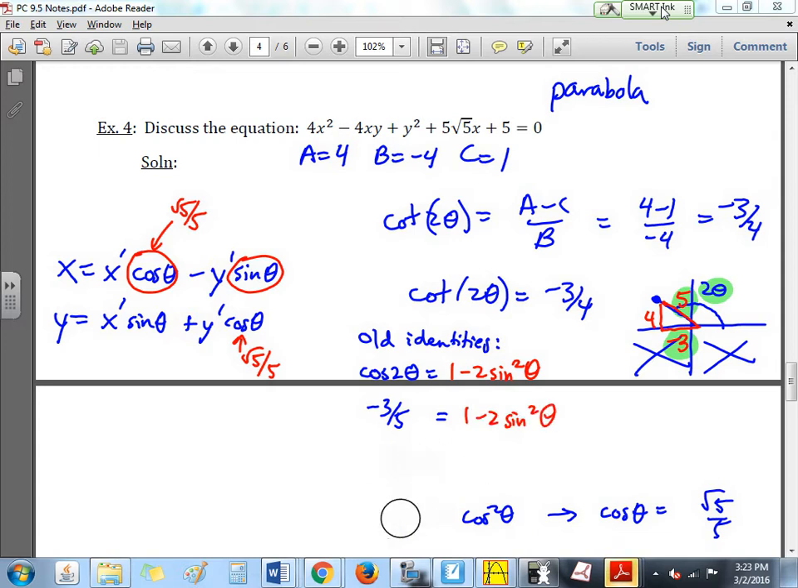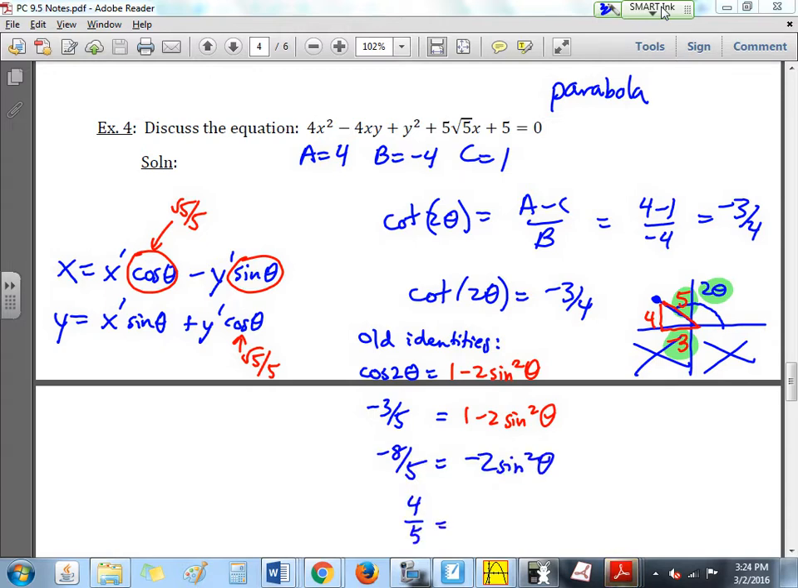So this time it's going to end a little differently. This time we're going to subtract the 1 over instead of add the 1 over. And we're going to get negative 8/5 equals negative 2 sine squared. Divide by negative 2 and square root. So sine is going to be basically plus or minus 2 root 5 over 5. We already declared theta as a quadrant 1 angle. So again, we'll ditch the plus minus, we'll just go with plus. So going back over here, we can see that sine theta is going to be 2 root 5 over 5. Okay, so that's awkward, but that's what we have. The cosine is root 5 over 5. The sine is 2 root 5 over 5.